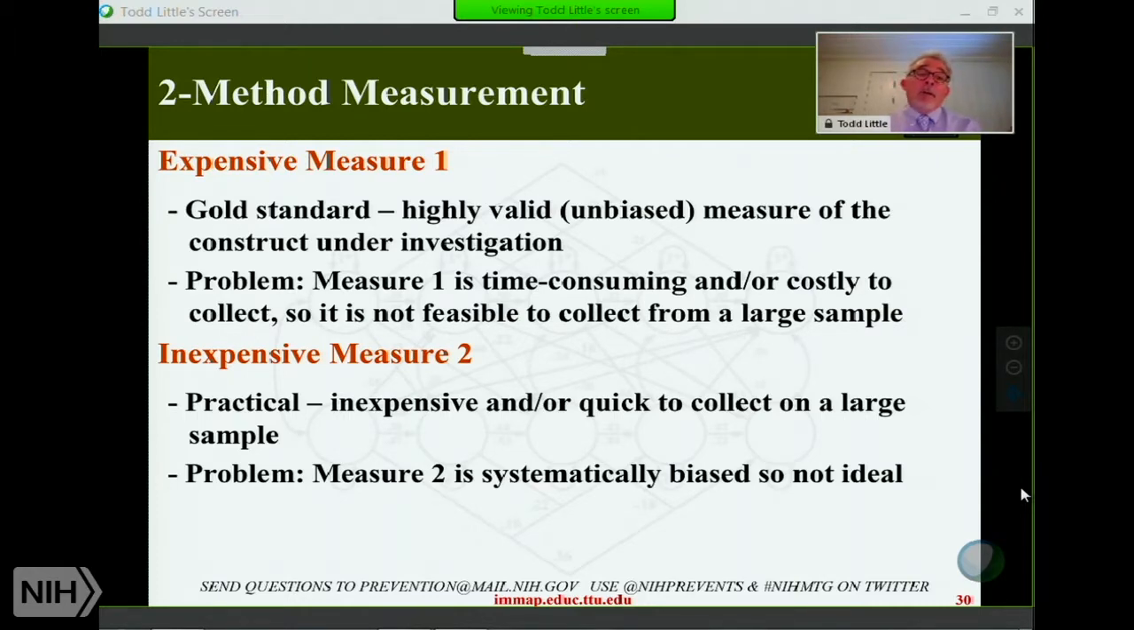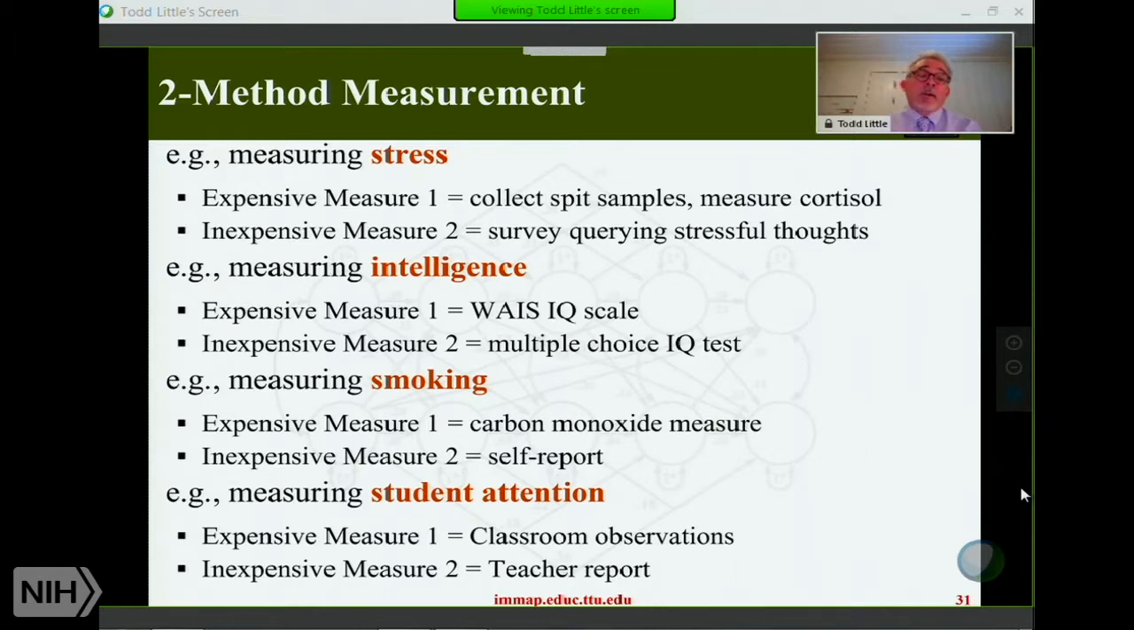Now, here's a couple of examples. If I look at stress, the expensive measure might be to do the cortisol assays, or I could survey stressful thoughts. I can look at intelligence. I can do the WAIS IQ. I could create a simple multiple choice.